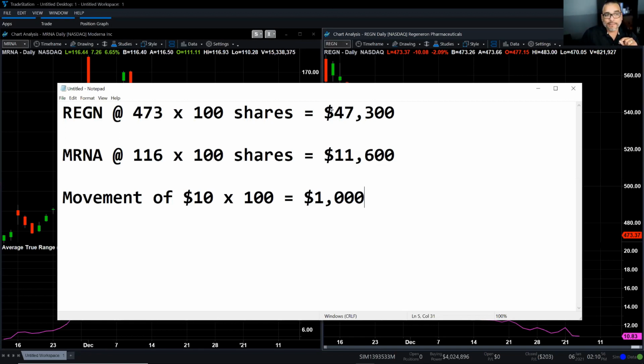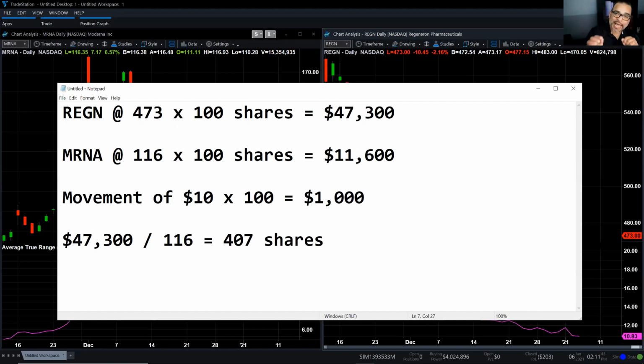If we were to take the same amount of capital that we are investing on REGN and invest it on Moderna, that would give us more potential profit or loss, depending on which direction the market's moving. So I'm going to take the 47,300, and I'm going to divide that by the price of Moderna, which is 116. Let me whip out the calculator and do the math. So 47,300 divided by 116 gives us 407.